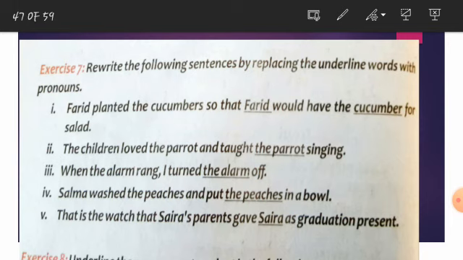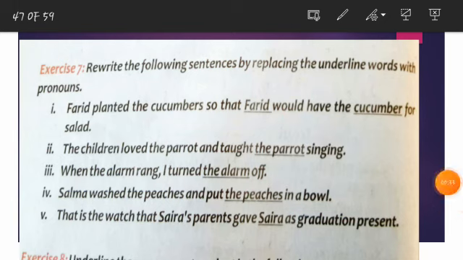Now we will continue it. So we were on the exercises. We have done exercise number 6, in which we had to change the singular into the plural form. Now we will continue with exercise number 7, that is, rewrite the following sentences by replacing the underlined words with pronouns.